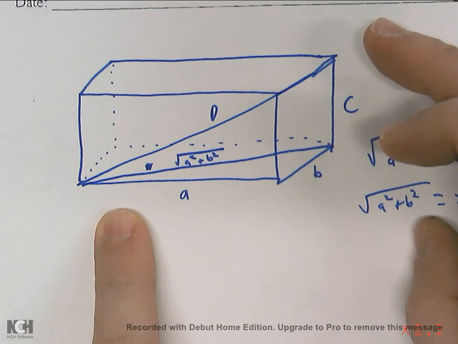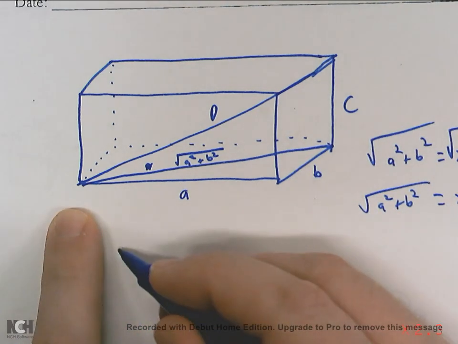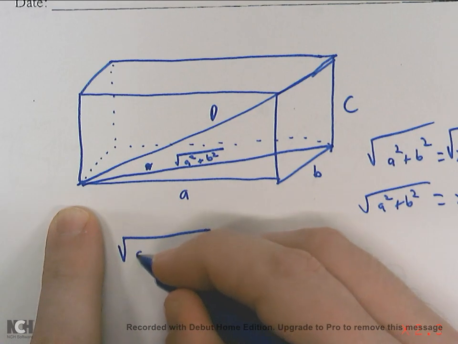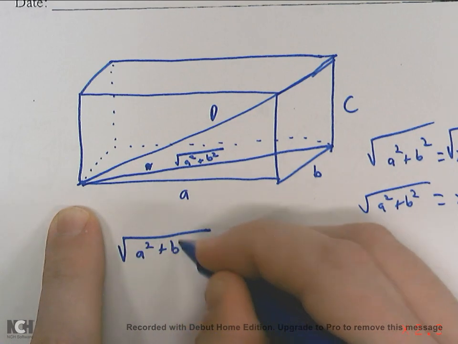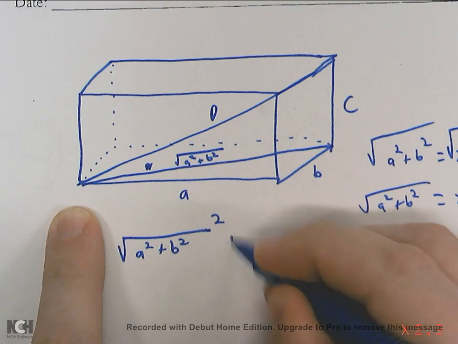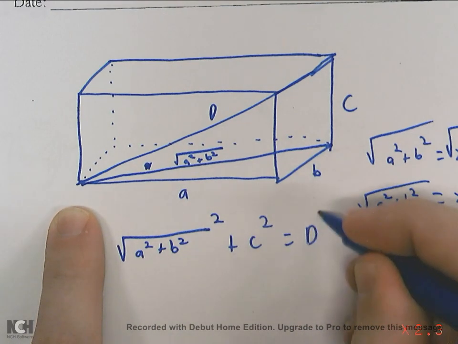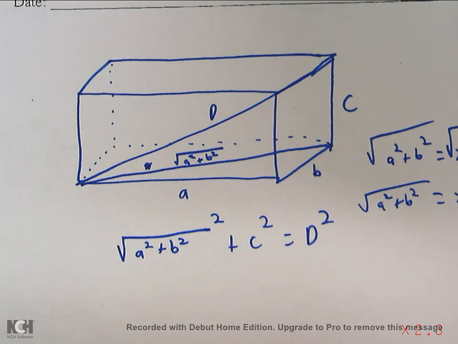So again, using the Pythagorean theorem, I would do the square root of a squared plus b squared, squared, plus c squared would equal d squared. Now don't worry about this right now. I'm just kind of showing you what this formula is. I'm deriving the formula. This is not stuff that you will have to do. It is much easier than this. But I'm just trying to show you guys what the formula is and how it works.